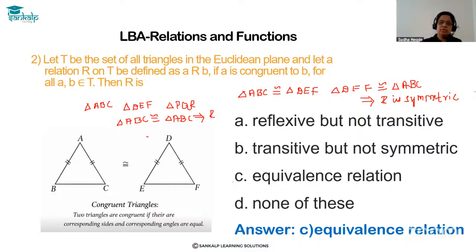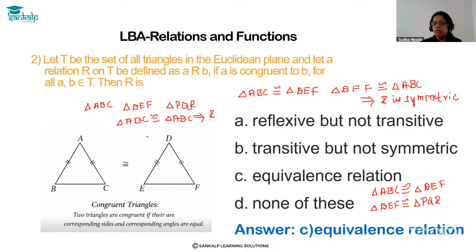R is symmetric. So R is reflexive, R is symmetric. Now let us take three triangles. Triangle ABC is congruent to triangle DEF. Triangle DEF is congruent to triangle PQR.